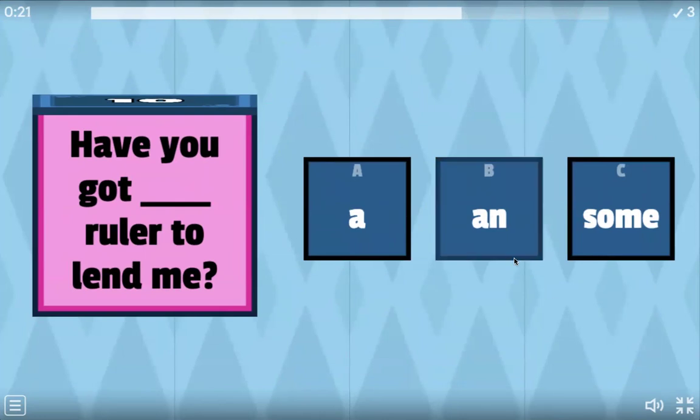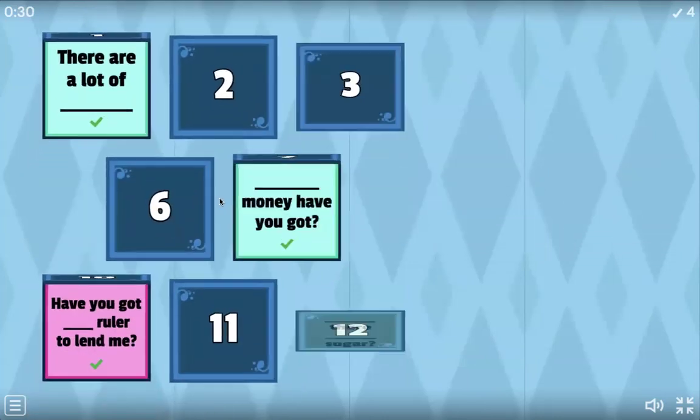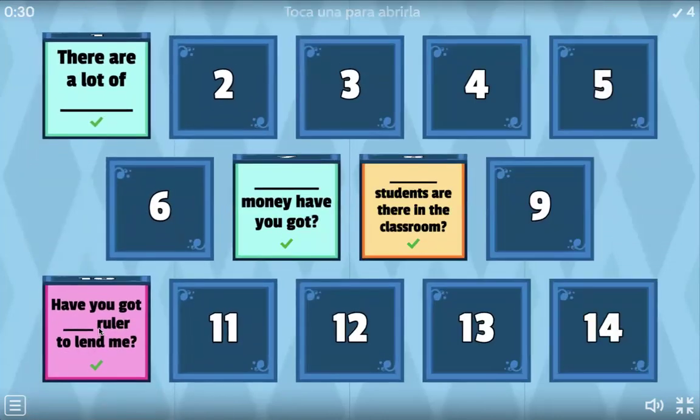And are you sure? No, teacher. Some. Tom, are you sure? No, you were more or less correct. So is... have you got a ruler? Because it doesn't have a vowel.